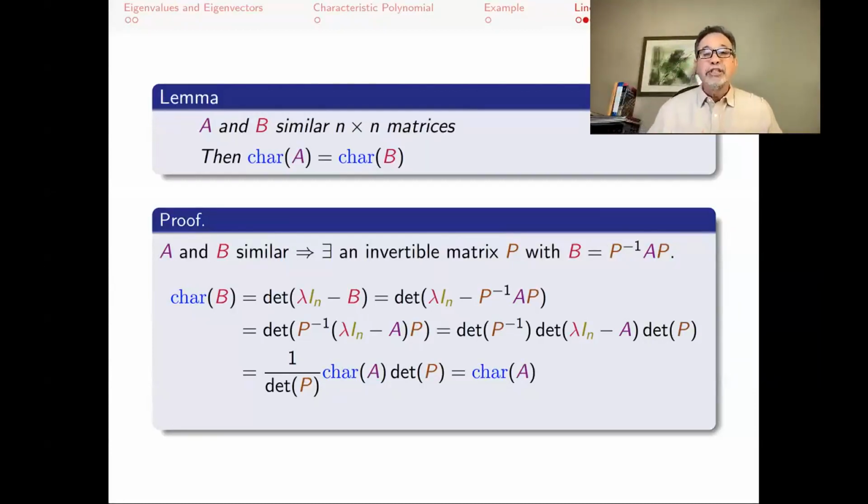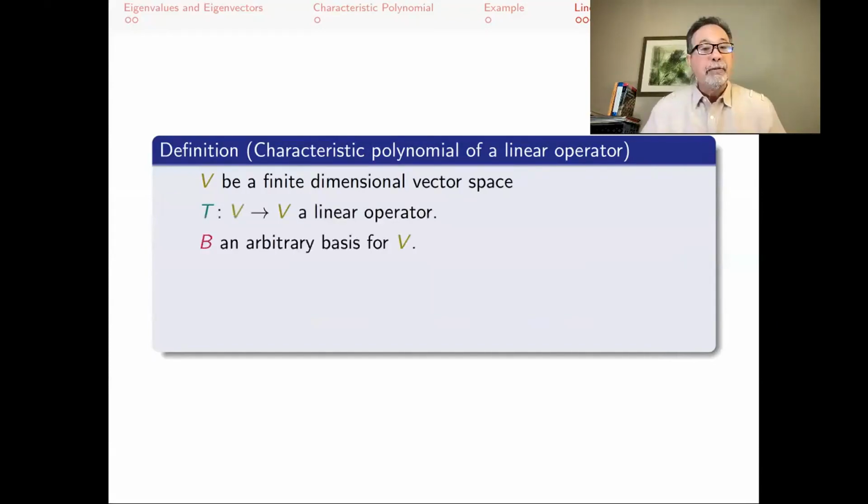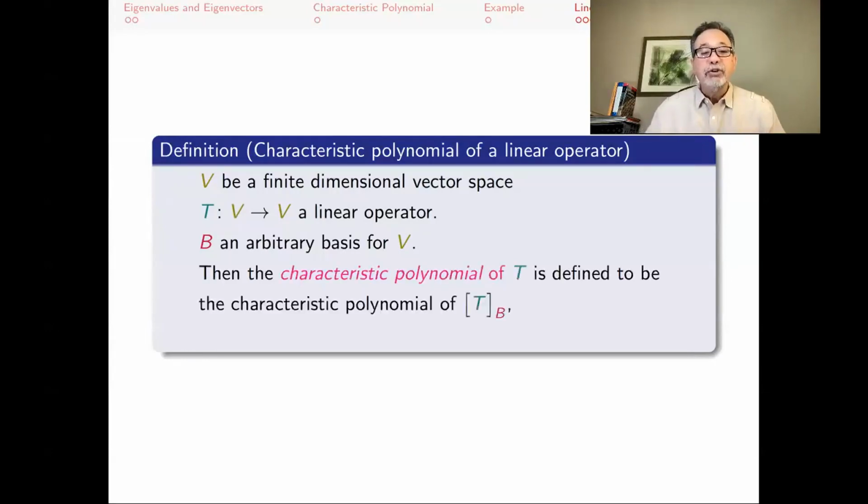So similar matrices give me the same characteristic polynomial. And because of that, I can now define the characteristic polynomial of a linear operator. So you have a finite dimensional vector space, and you have a linear operator from V to V. Then you pick whatever basis you like, because what we just proved is that the basis doesn't matter. The characteristic polynomial of T is defined to be the characteristic polynomial of the matrix of T with respect to that basis.